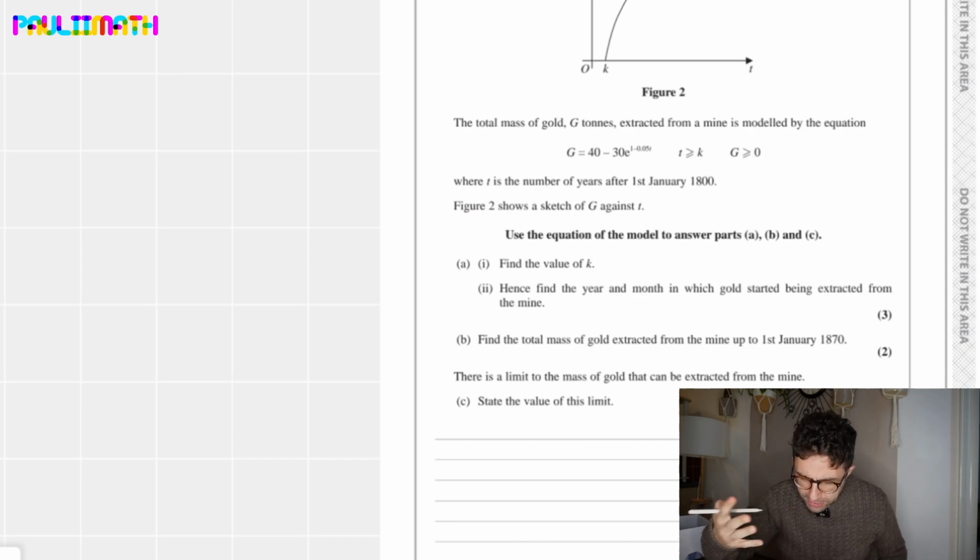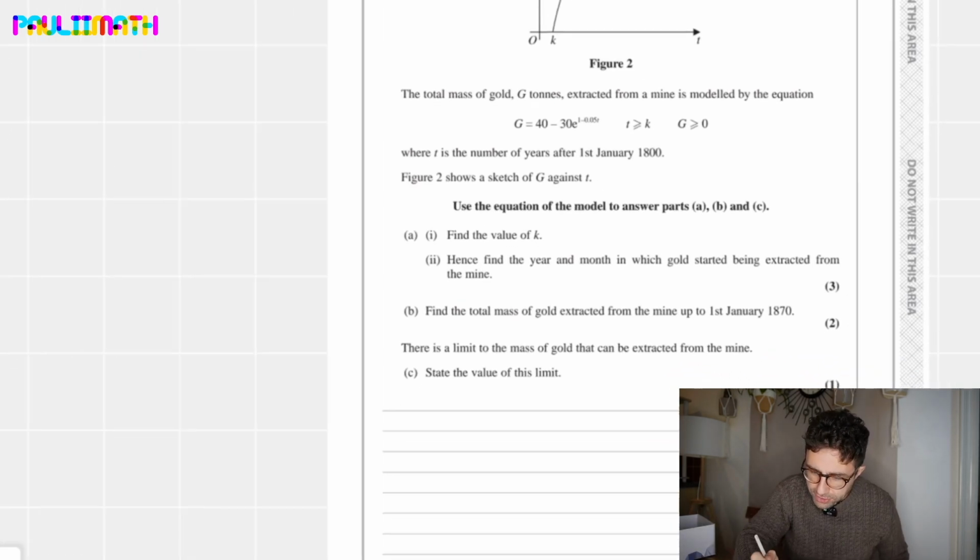Okay, we've got a model. Find the value of k. t is bigger than or equal to k. Okay, so that's when g equals 0. Should we just solve that, shall we? Come on then.